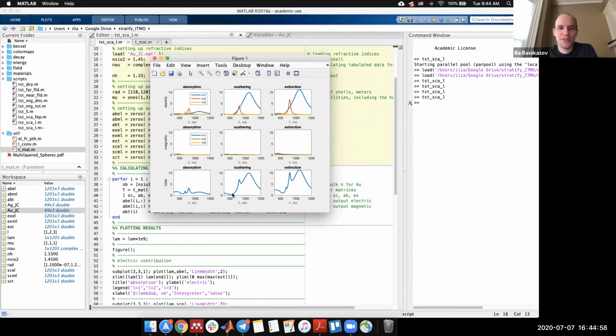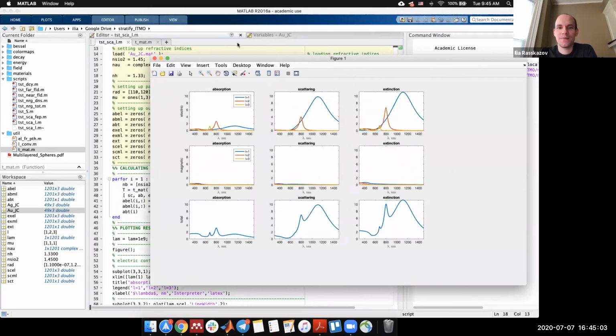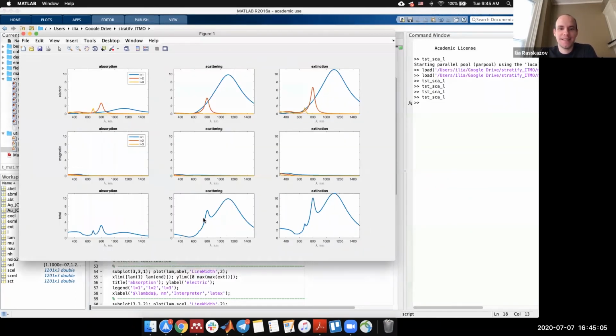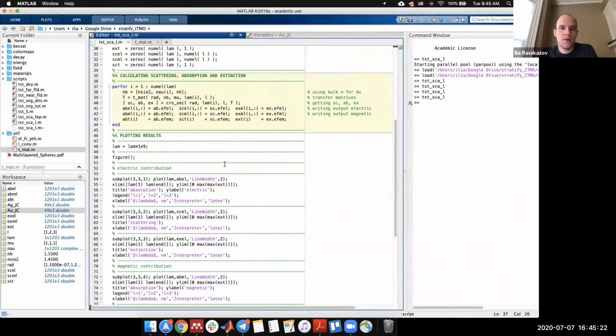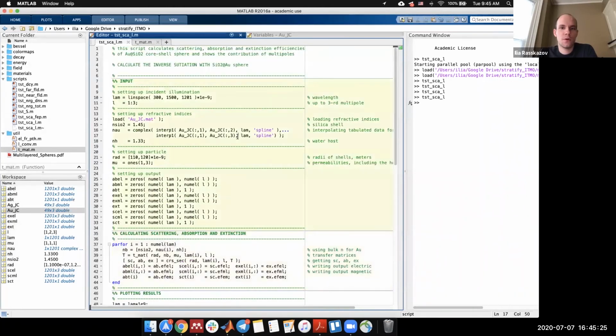So essentially, my idea is still the same. Okay, let it be the water. Still, we have very much shifted to the long wavelength ranges. And it is again very important for biological applications. Okay, so that's how it works for simple fundamental cross sections.